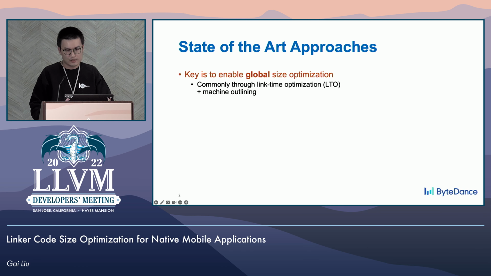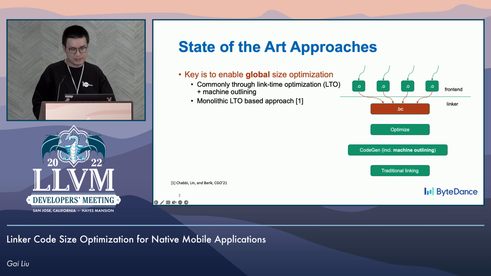On a high level, the recent efforts mainly focus on enabling size optimization globally. This is especially important because most of the redundancies in your code exist only across compilation units. As a result, most recent efforts focus on utilizing link time optimization, or LTO, where passes such as the machine outliner are applied globally to maximize their effect.